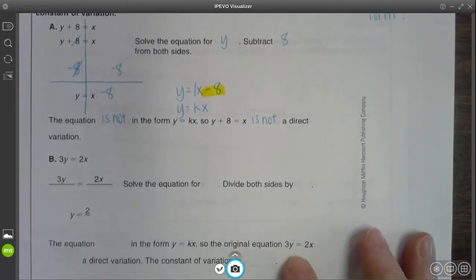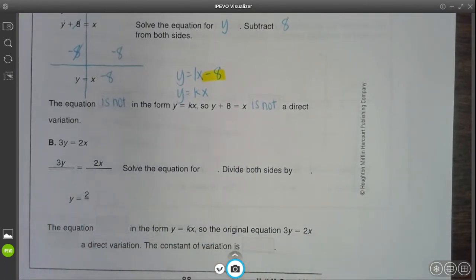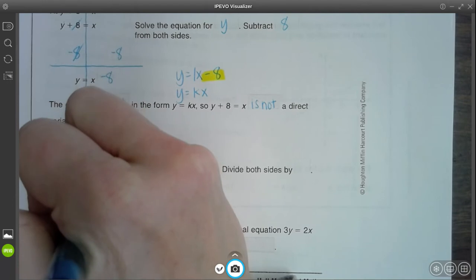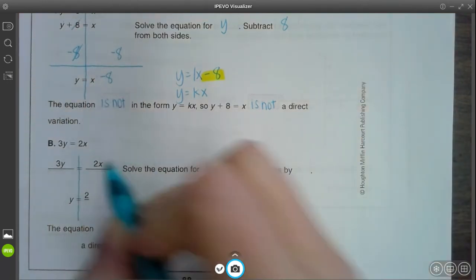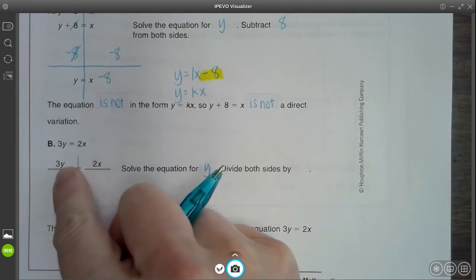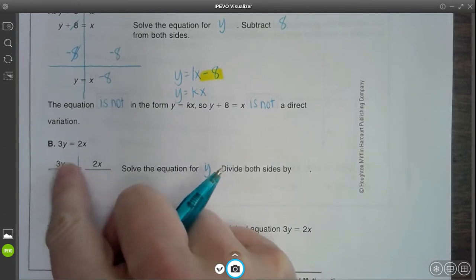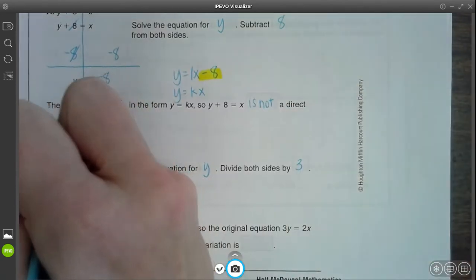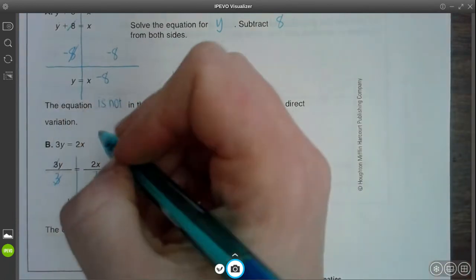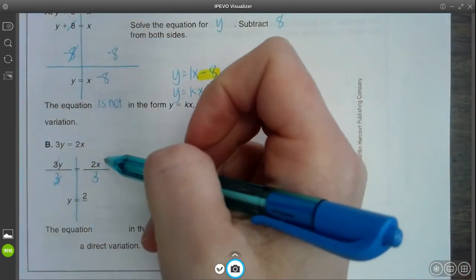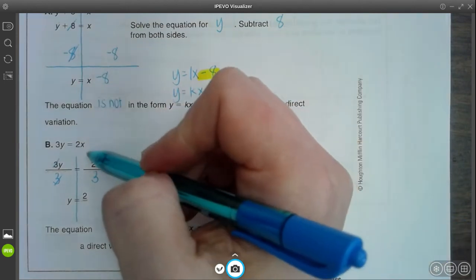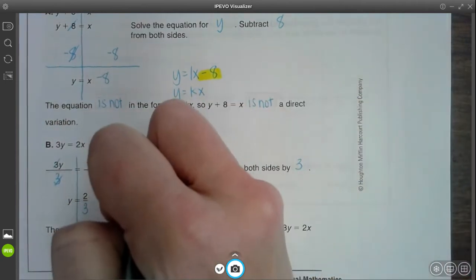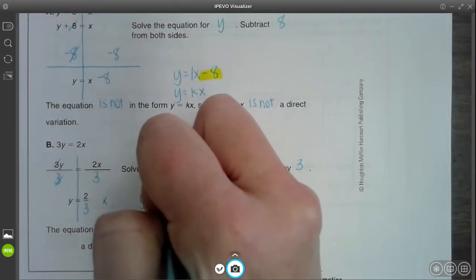Okay, so the next one is 3y equals 2x. Again, we're going to solve this equation for y. We want to get y by itself. So first thing I'm going to do, to get y by itself on this side of the equation, I have to move the 3. 3 is multiplied by y, so we're going to divide by 3 on both sides. That's going to cancel out my 3's here. And we're going to be left with y equals, now 2x over 3 can actually be written as just the fraction in front of the x. So we can write this as 2/3 x. Okay, so again, that's y equals 2/3 times x.